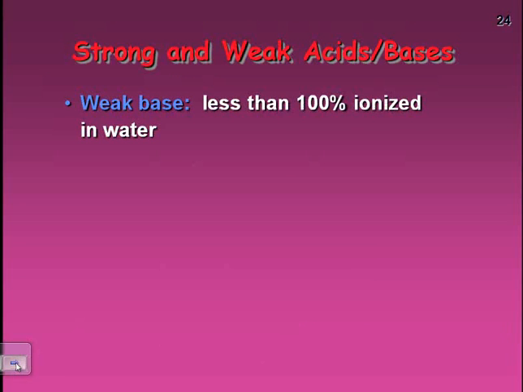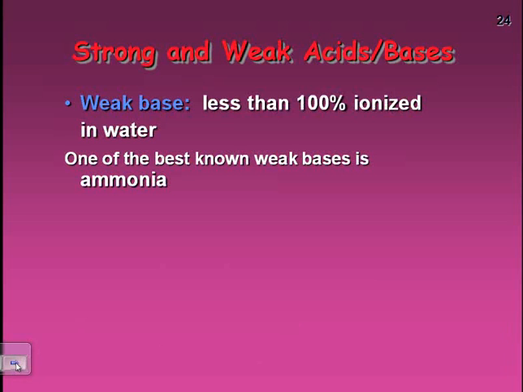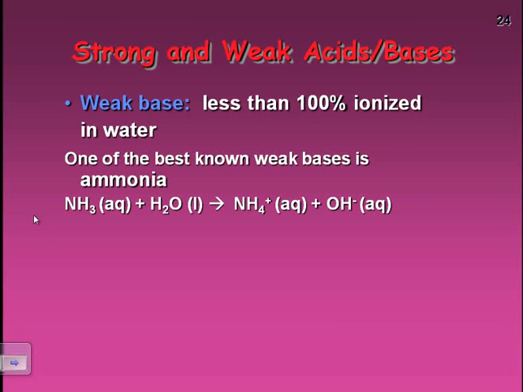Alright, so a weak base is less than 100% ionized in water. One of the most commonly known is ammonia, NH3. So we have NH3. It picks up a hydrogen ion, a proton, so it's a base.